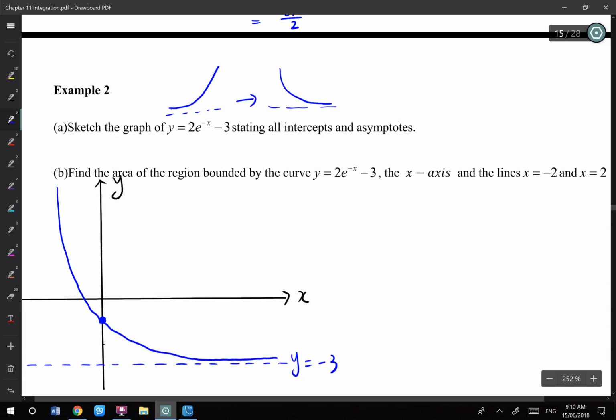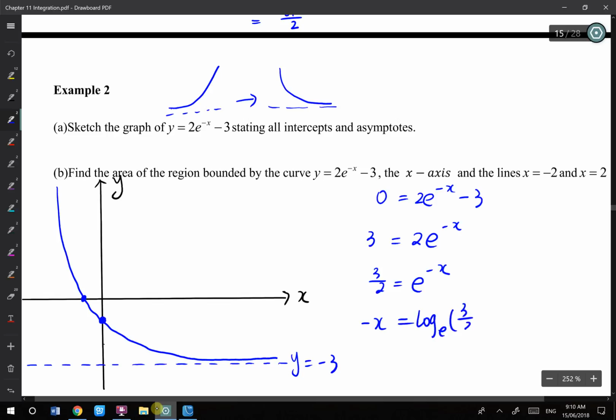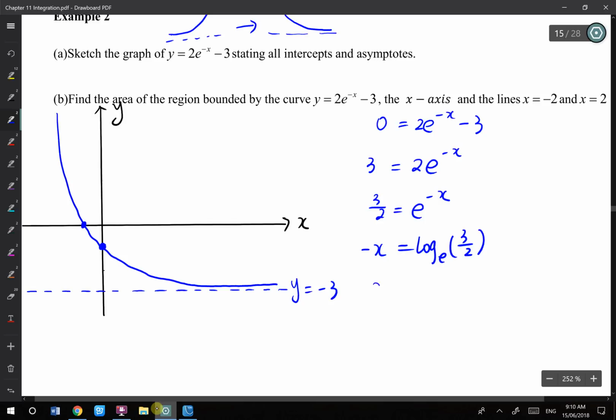Okay, so I have a graph that looks like this. And also I want the x-intercept. So the x-intercept is when y equals 0: 2e^(-x) - 3 = 0, so 2e^(-x) = 3, e^(-x) = 3/2, -x = log_e(3/2), and x = -log_e(3/2).